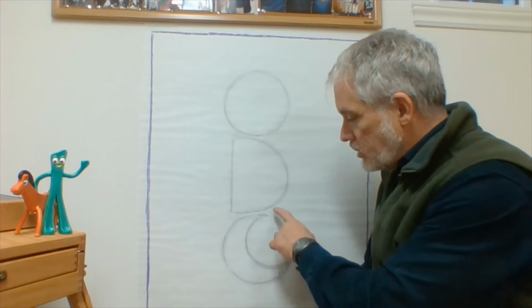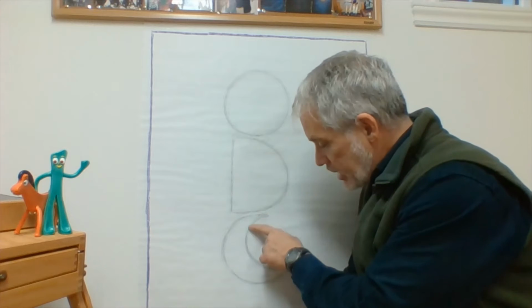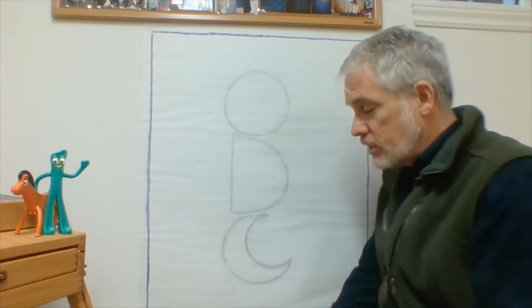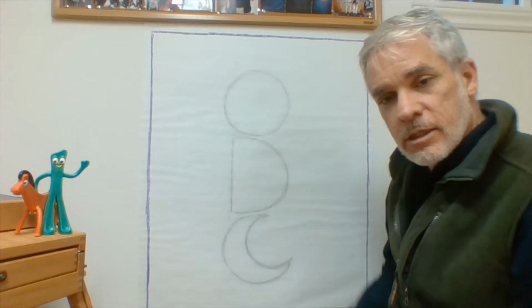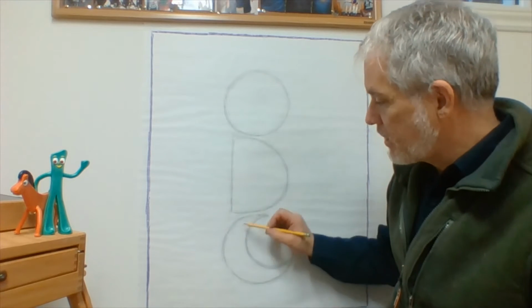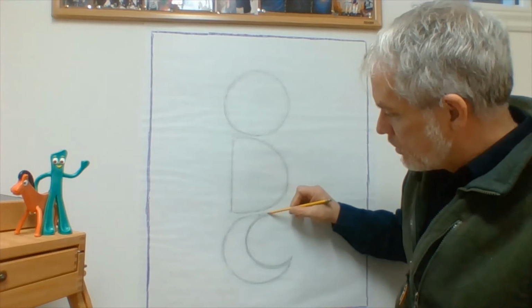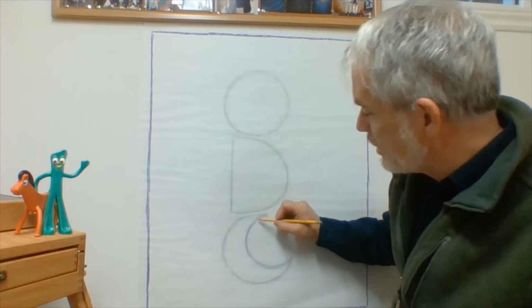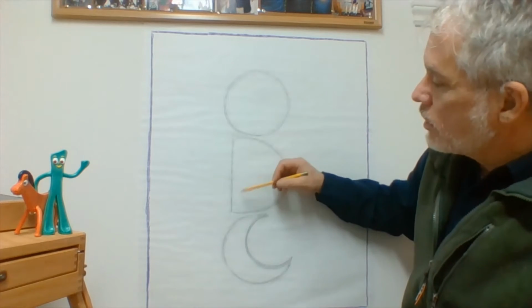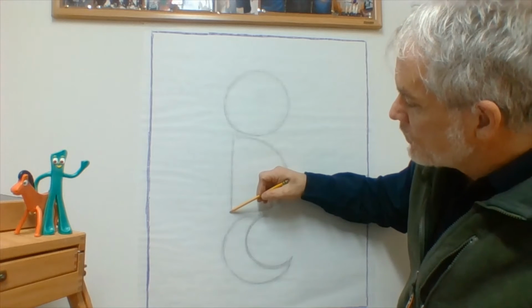Take a minute now to draw a curved line that begins at the top of the letter C and goes to the bottom of the letter C. And you want it to be kind of fat in the middle and small at the end. Go ahead and draw that.